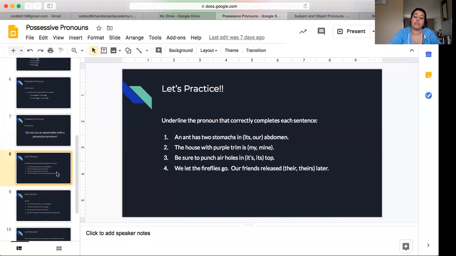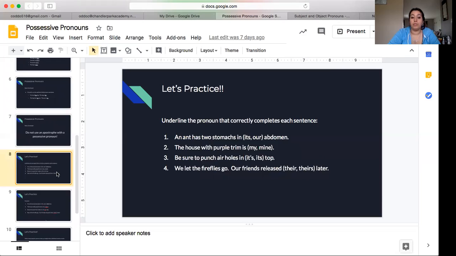So let's practice. Underline the pronoun that correctly completes each sentence. I'm going to read the sentences to you, and you need to identify the correct pronoun. Number 1, an ant has 2 stomachs in blank abdomen. Is it its or our? Number 2, the house with purple trim is blank. Is it my or mine?